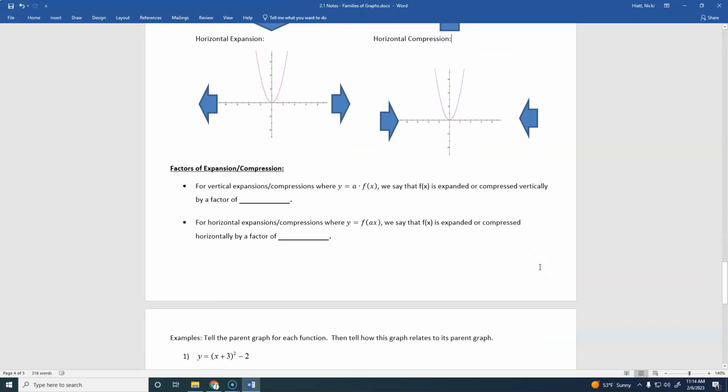One thing we're going to have to be able to tell about these is the factor that they are compressed or expanded by. So, for vertical expansions or compressions where we have a times f of x, so the number is on the outside of the equation, we would say that f is expanded or compressed vertically by a factor of a. It's just going to be whatever that number is.